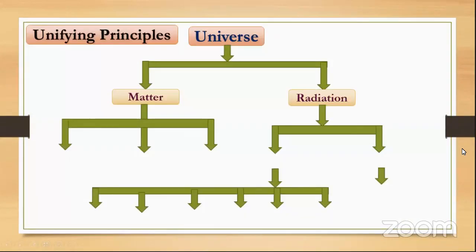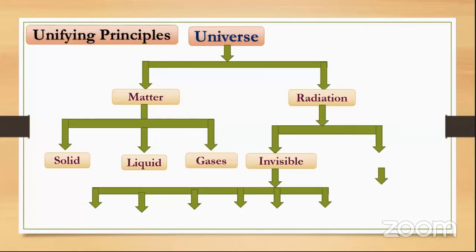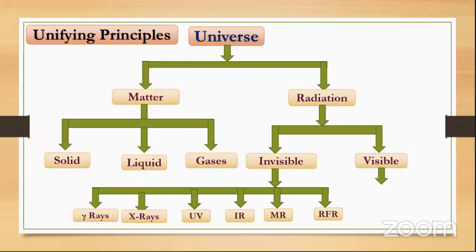Please see here, before starting nanotechnology, first we are going to look at some charts and tables. Unifying principles of the universe: in general, the universe has two components. One is matter, the second is radiation. Matter exists in the universe in three forms: solid state, liquid state, and gaseous state, whereas radiation exists in two forms: invisible and visible.